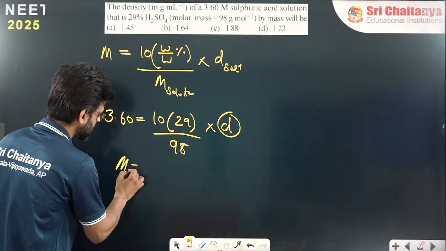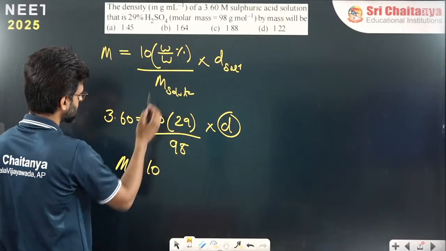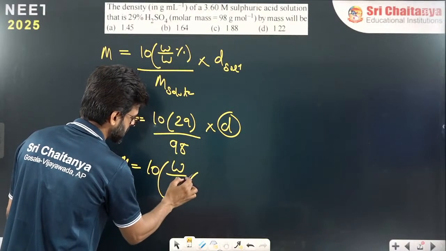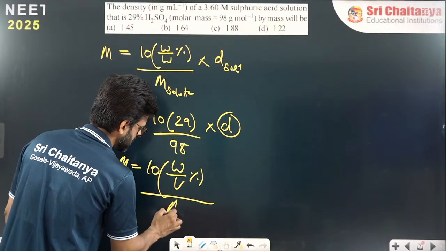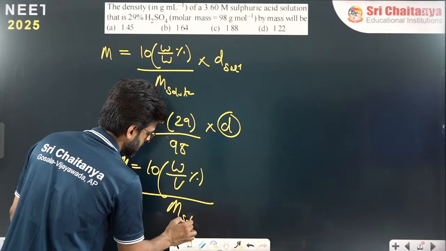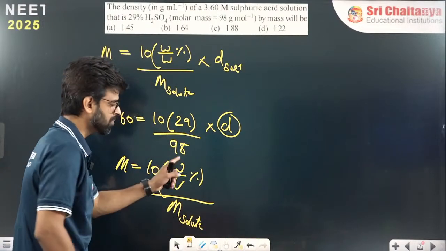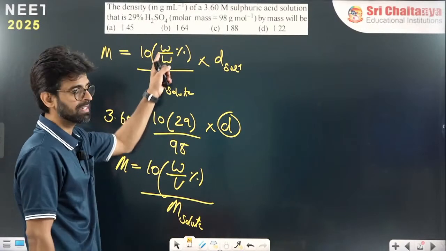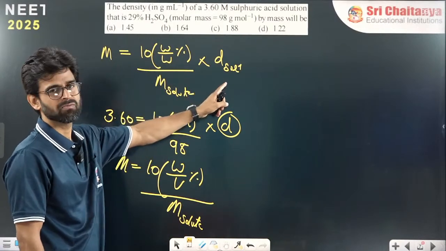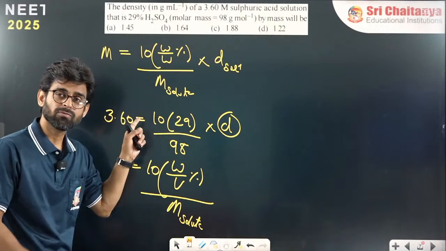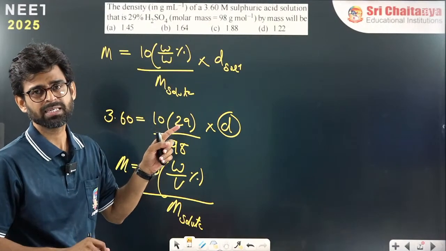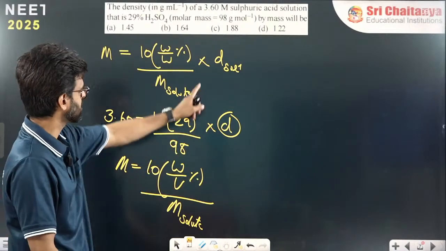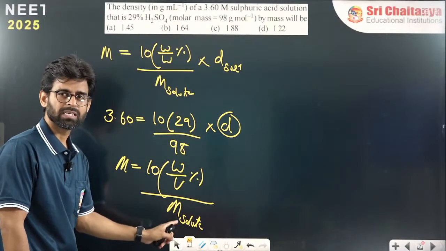The molarity is 10 into weight by weight percentage over molar mass, we have written this. One more relation I am writing: molarity is 10 into weight by volume percentage divided by molar mass of solute. When they give weight by volume percentage, there is no need of density in the formula. But when they give weight by weight percentage, we need density. Why? Because in molarity, volume will come as a term, right? So we have to convert the weight into volume. So here density will come. In this case, there is no density, right? Good.